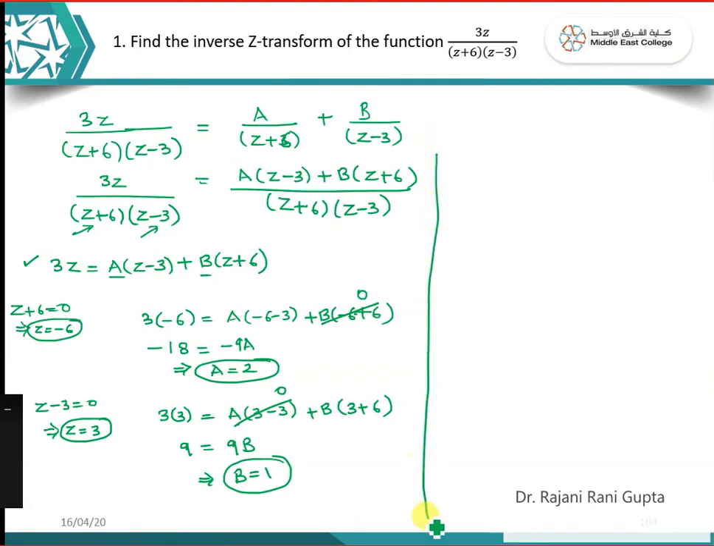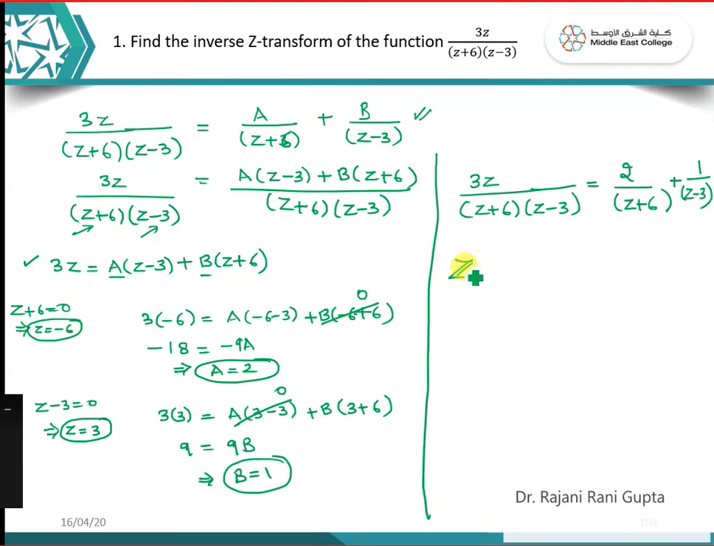Now the problem comes when we substitute the values here. So what we get? 3z over (z plus 6)(z minus 3) equal to the value of A, 2, divided by z plus 6, and the value of B, 1, divided by z minus 3. Now we have to apply the inverse z transform. So how do we apply the inverse z transform on these terms? We come across the inverse z transform of 2 over z plus 6 and the inverse z transform of 1 over z minus 3.